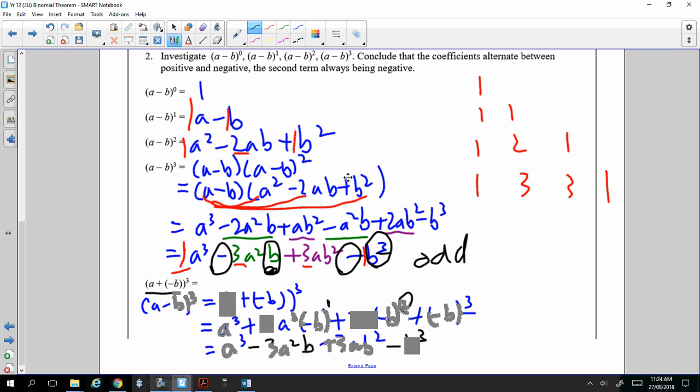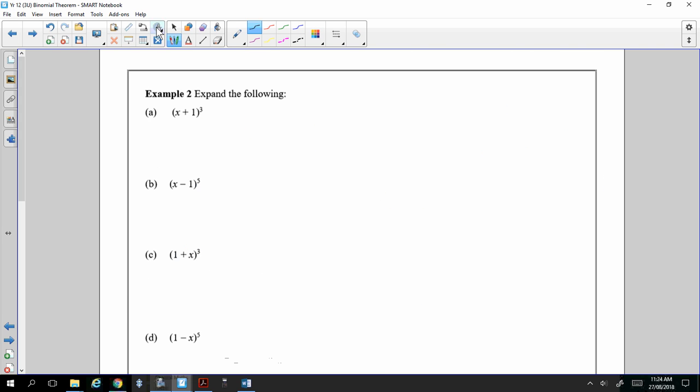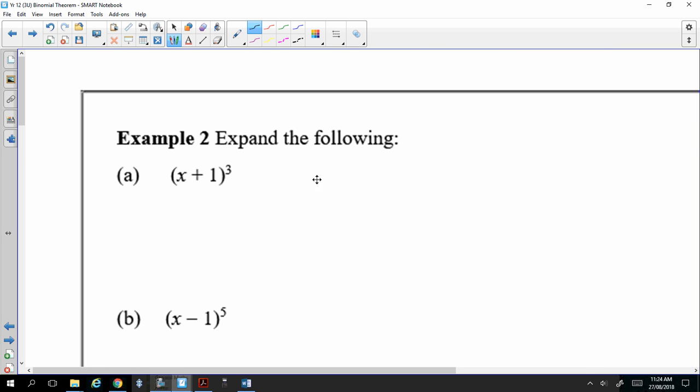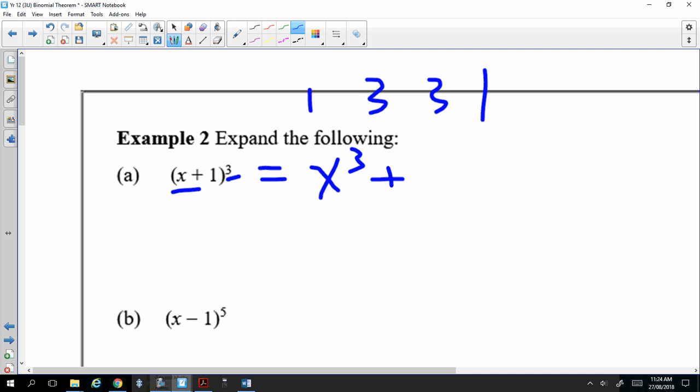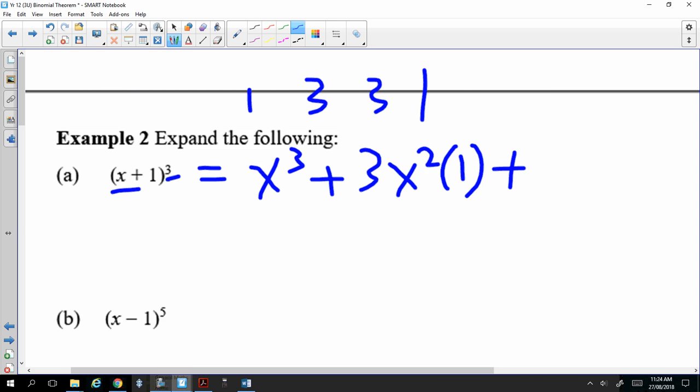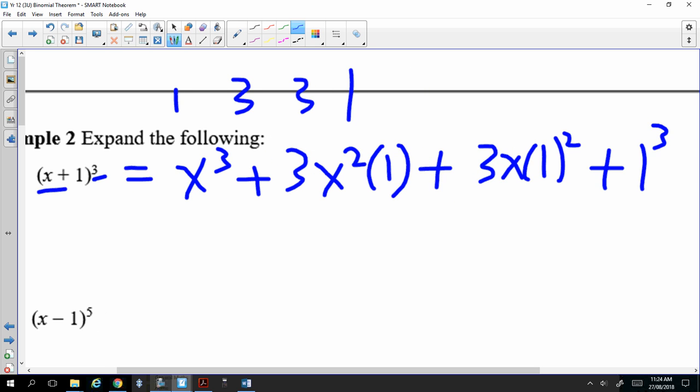Okay, let's do some examples. So we're going to expand more binomial expansions. So we'll go to the next page. Hopefully you're all ready. Let's use the formula now. It's very easy. Okay, let's try this one. Just remember 1, 3, 3, 1. So you go like this. x cubed, that's the first term. You start with the highest power. Plus 3x squared times 1, plus 3x times 1 squared, plus 1 cubed. Which simplifies to be x cubed plus 3x squared plus 3x plus 1.